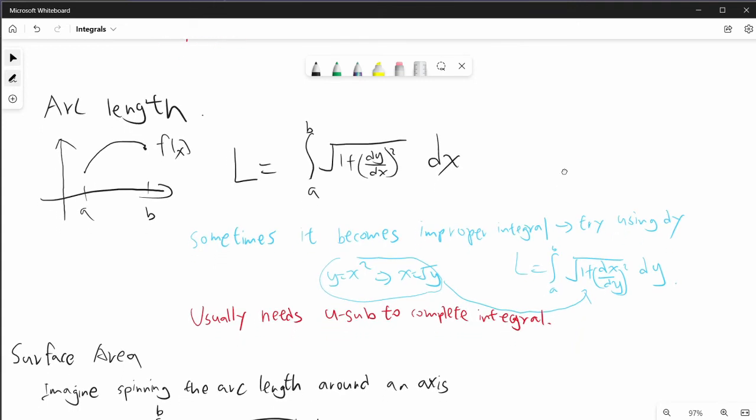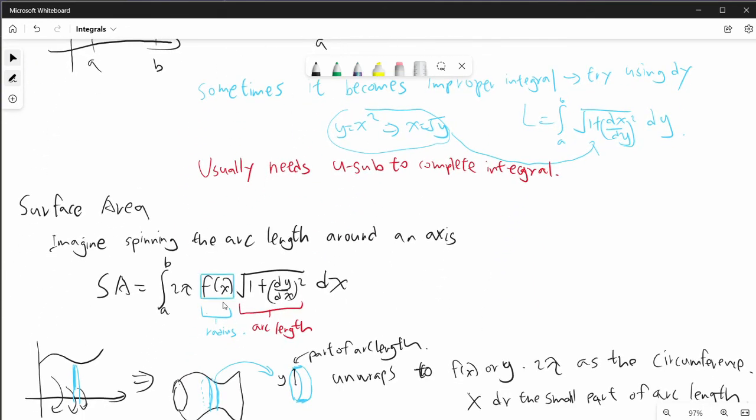Now we go into arc length. So, arc length: say we have a function f of x, and the arc length of this would be the integral of the square root of 1 plus (dy/dx) squared. I'm not going to go over why, because that's a little bit hard to explain. But this is a formula you should definitely memorize, because it comes up not only in arc length, but also in surface area later.